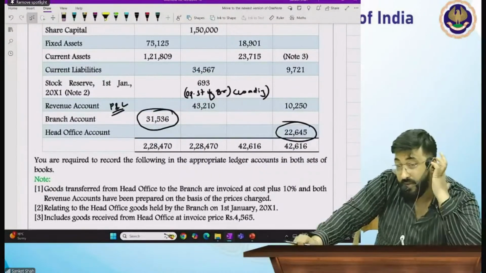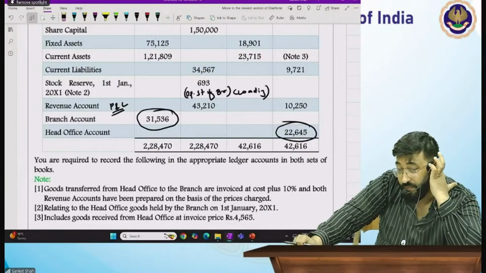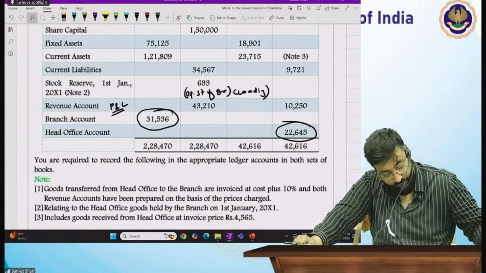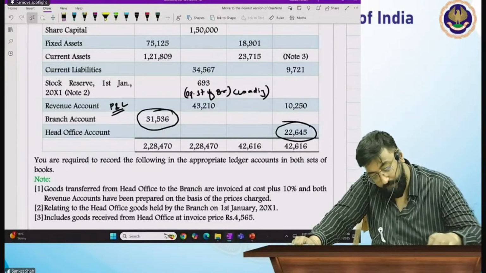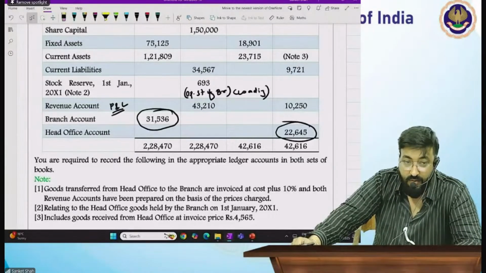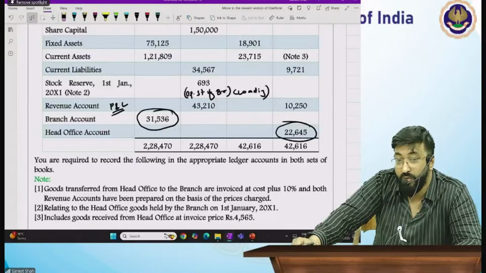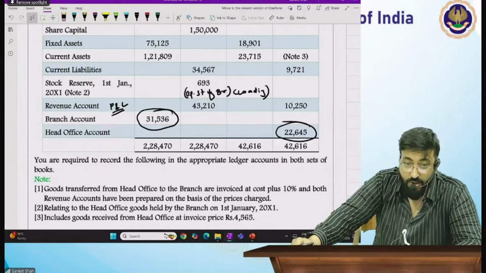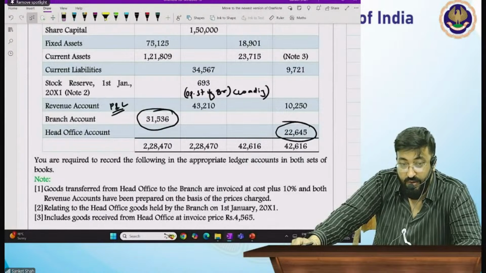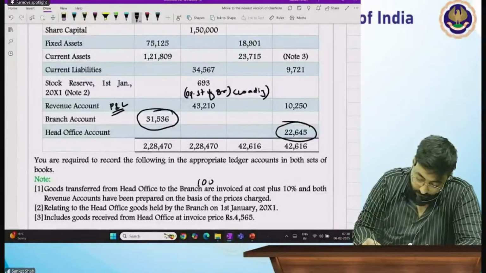So what is the first thing that we are going to do now? We have to open accounts and we have to reconcile the branch and head office. No, first we'll update the trial balance. What are we going to do? Update the trial balance. Very good. So goods received from head office to branch are invoiced at cost plus 10%. So what is the equation? 100 plus 10, 110. Okay.